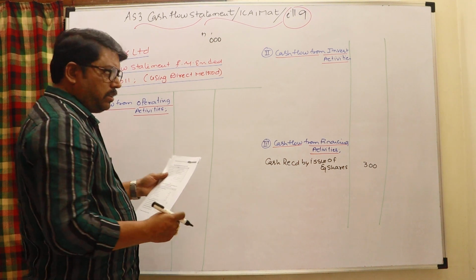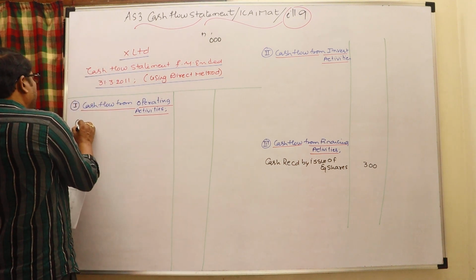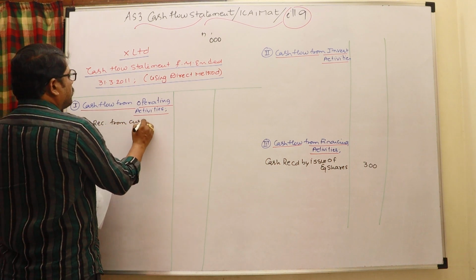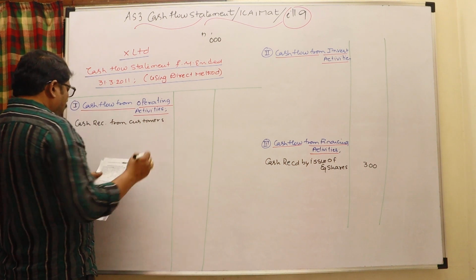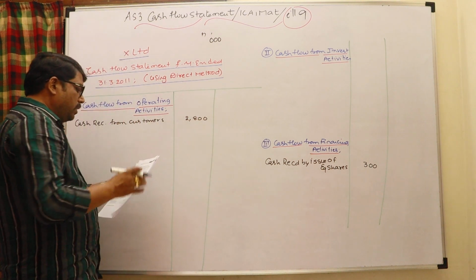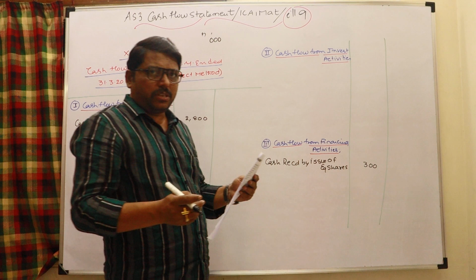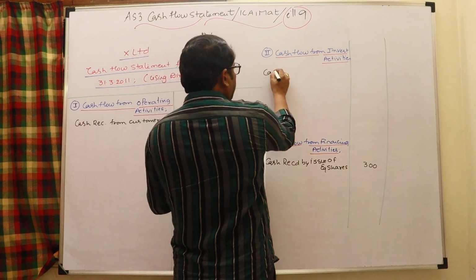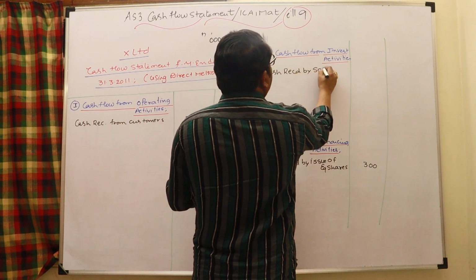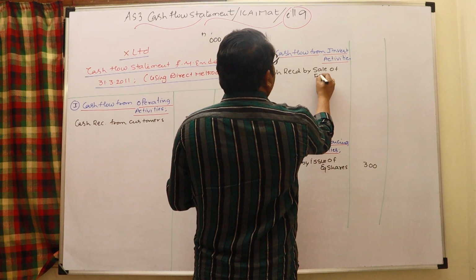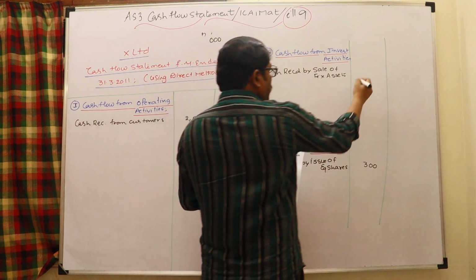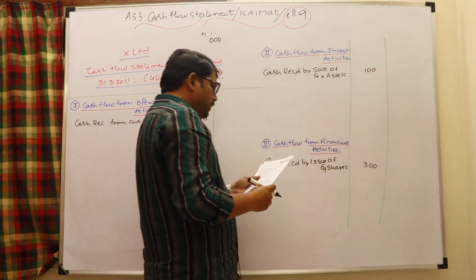Receipt from customers, operating activity. Cash received from customers, it is an operating activity, 2800. Sale of fixed assets: cash received by sale of fixed assets is an investing activity. Cash received by sale of fixed assets 100, it is an investing activity.